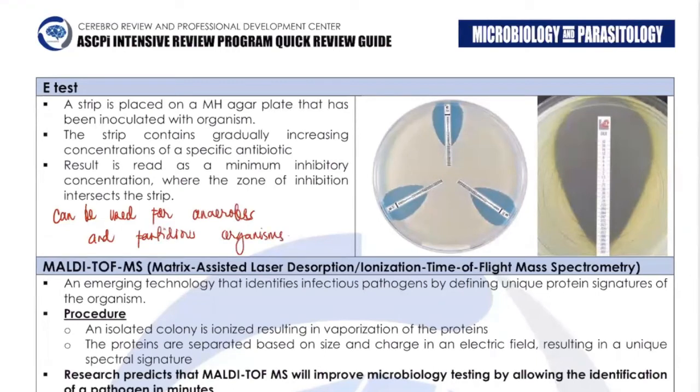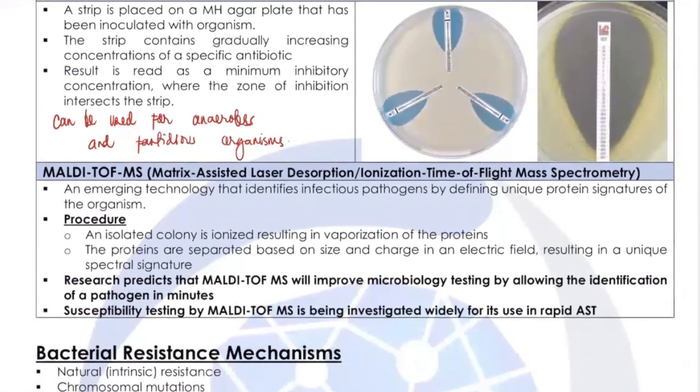Okay. Next, we also have the MALDI-TOF MS. So MALDI-TOF means matrix-assisted laser desorption ionization time of flight mass spectrometry. So nakalagay siya dito, guys, sa methods of susceptibility because today, may research that kumbaga ine-explore pa yung possible use of the MALDI-TOF MS in rapid antimicrobial susceptibility testing, but it is not yet officially employed for rapid AST. Kumbaga, ini-explore pa lang. I am emphasizing this because nandyan yan sa ASCP exam.